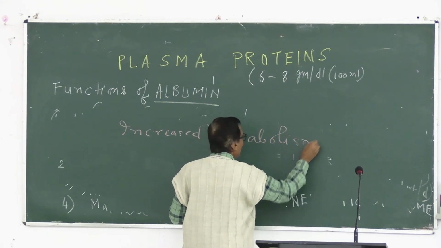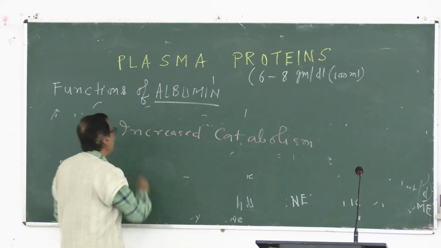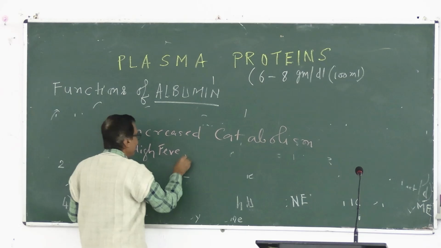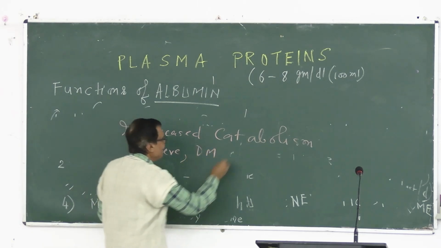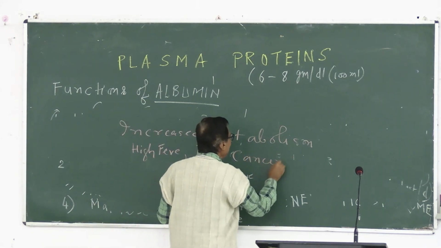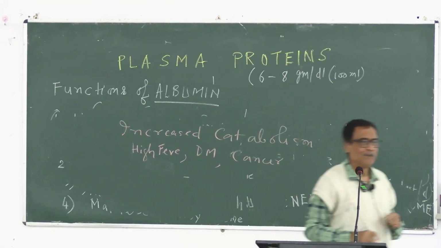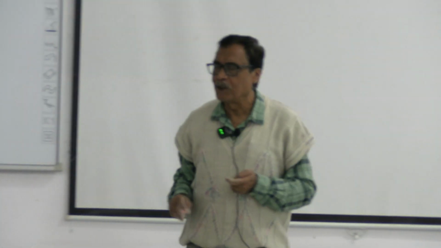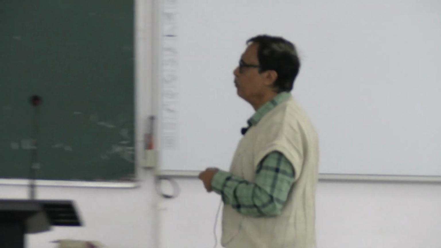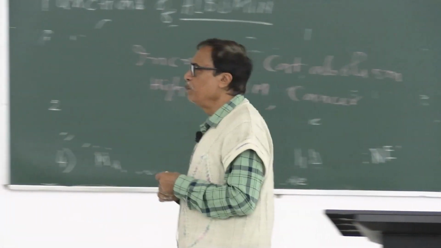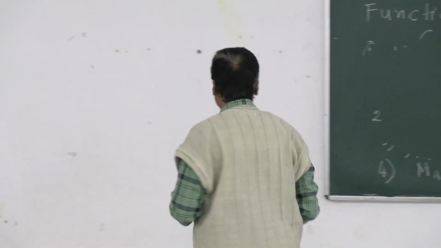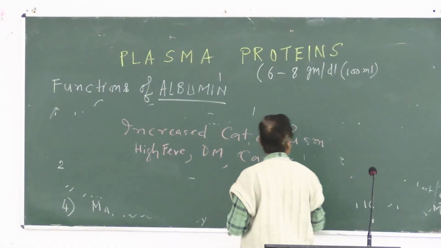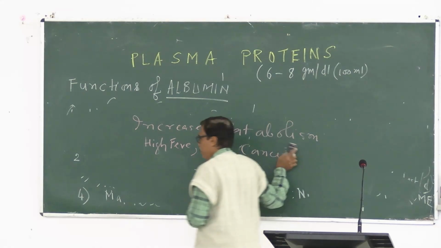Increased catabolism occurs in some diseases, such as high fever, diabetes mellitus, cancer, many causes of increased catabolism. Among them, high fever, cancer, diabetes, thyrotoxicosis, these are the important causes of the increased catabolism, increased breakdown of the protein, which may cause hypoalbuminemia. These are the causes of hypoalbuminemia, and why hypoalbuminemia occurs I have explained.